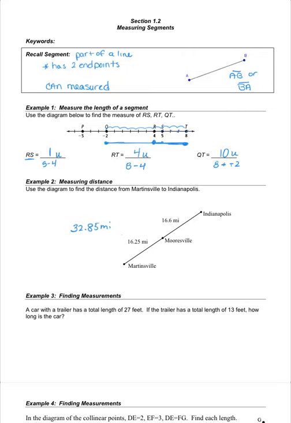Example 3 is a little bit different. It says a car with a trailer has a total length of 27 feet. If the trailer has a total length of 13 feet, how long is the car?